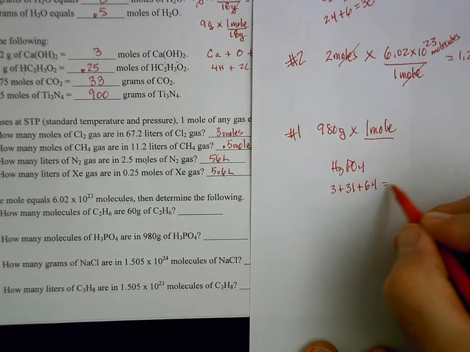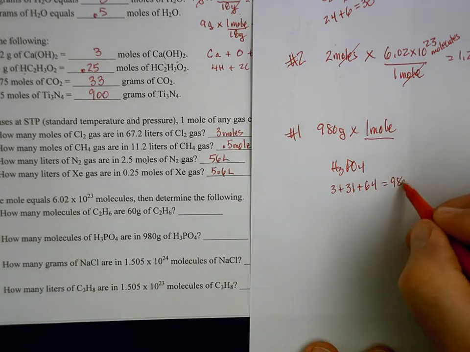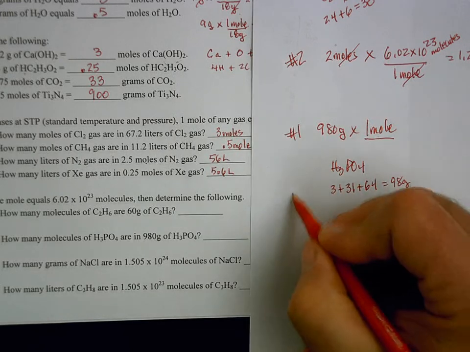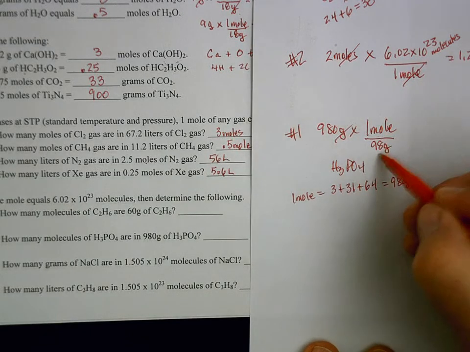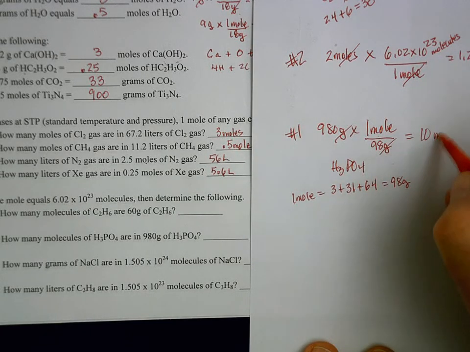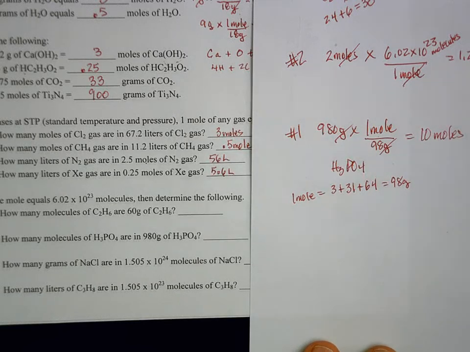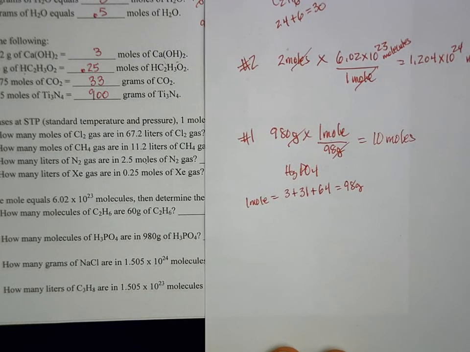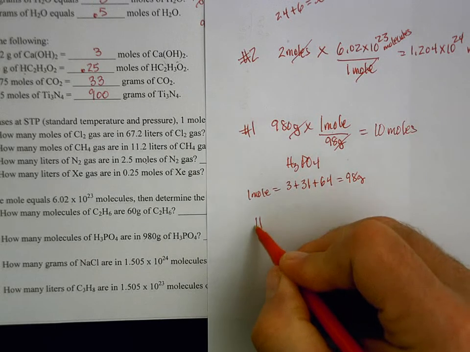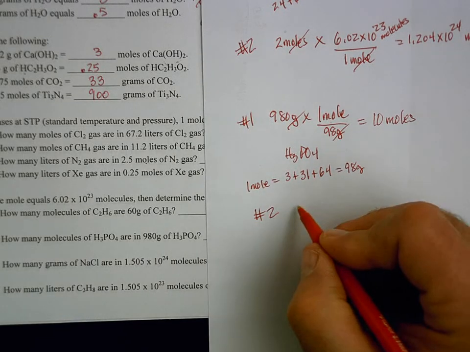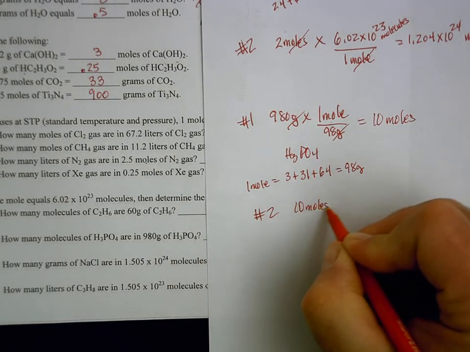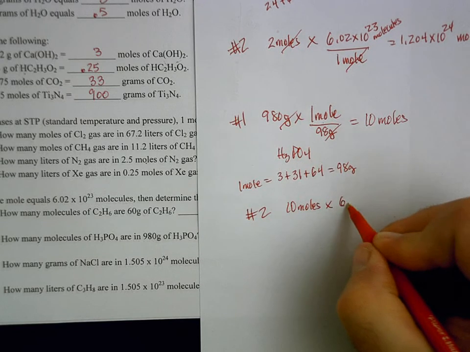So 1 mole of H3PO4, that's 1 mole. So down here goes the 98. Grams will get canceled. I end up with 10 moles. And then my second step. Again, we're going to find out how many molecules of H3PO4, which is phosphoric acid. I'm going to take my 10 moles times the mole number, 6.02 times 10 to the 23rd.